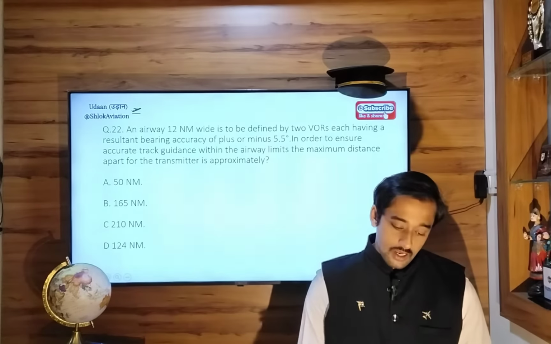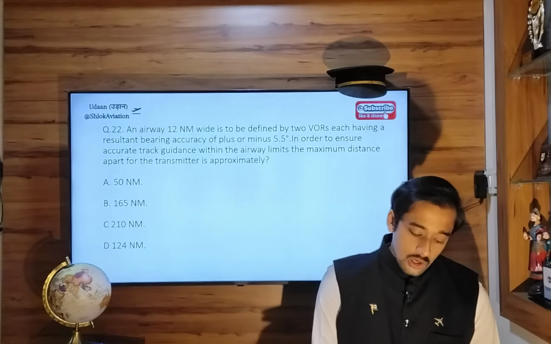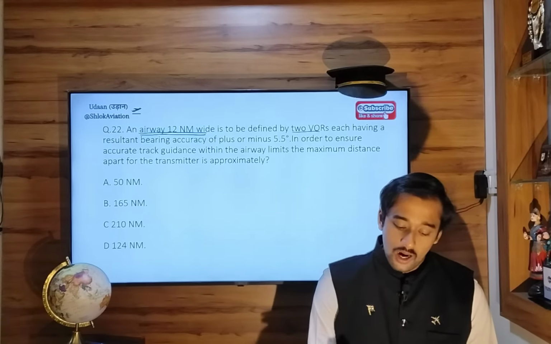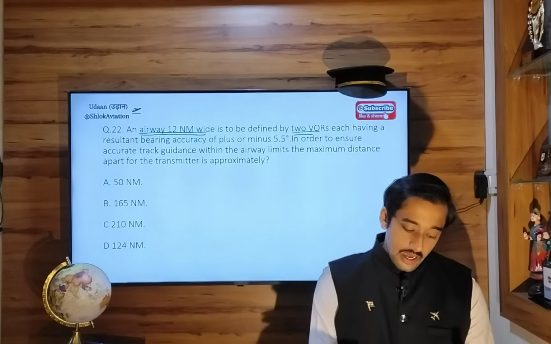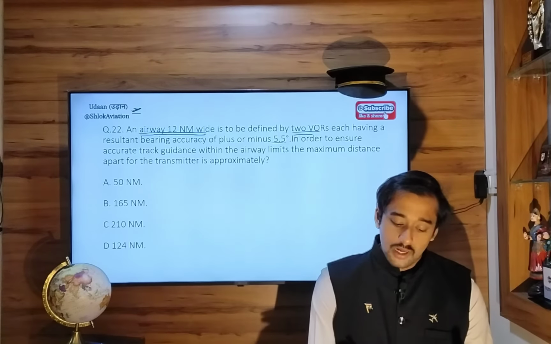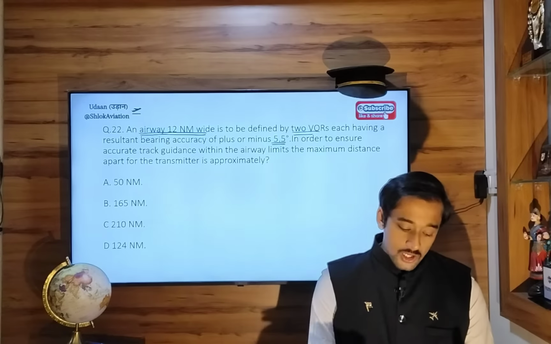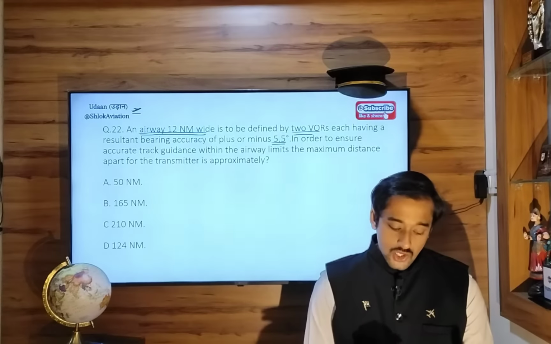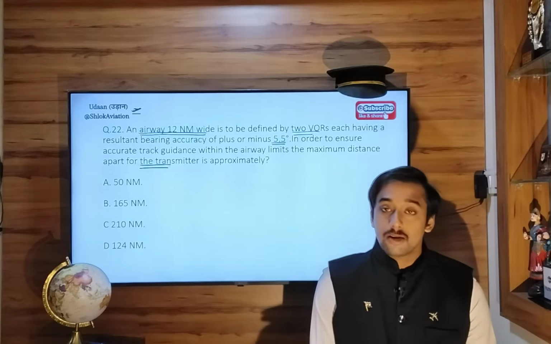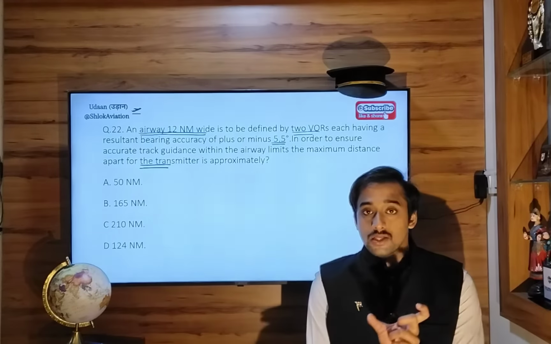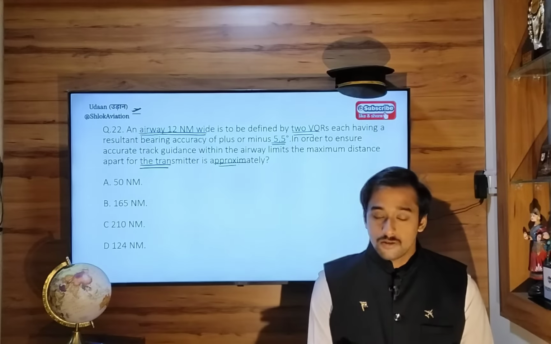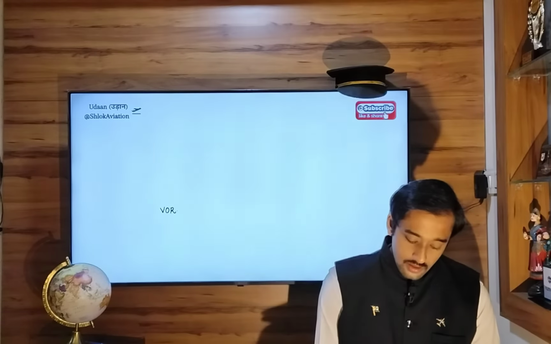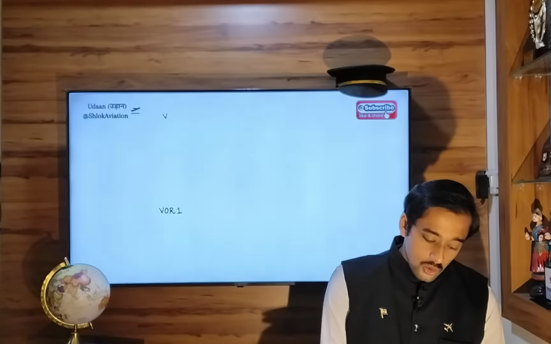Question 22, important one. An airway is 12 nautical miles wide. It is defined by two VORs at two ends of it, and both have an accuracy of plus minus 5.5 degrees. In order to ensure accurate track guidance within the airway limits, the maximum distance apart for the transmitters, that means the maximum distance between these two VORs, should be how much? So let's draw. There is VOR 1, there is VOR number 2.